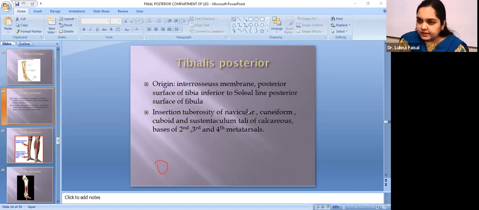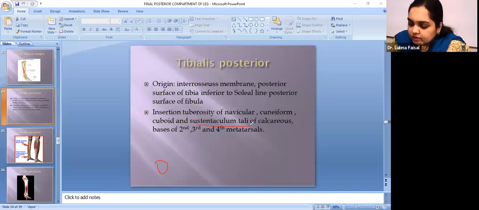Bones of the foot, I am repeating again the names: talus, calcaneum, navicular, cuneiform, cuboid. These are the bones of the foot. So the insertion of the tibialis posterior is into the calcaneum, the tuberosity of the calcaneum, cuneiform, and cuboid. This is the term sustentaculum tali. Don't get confused, it is part of the calcaneum bone.